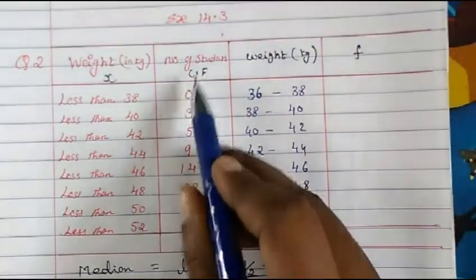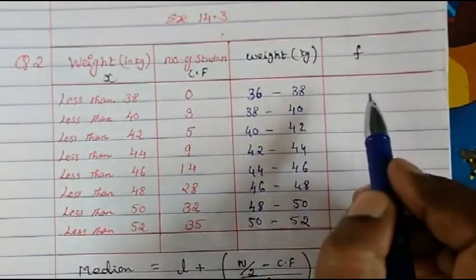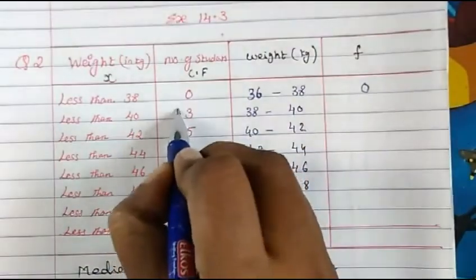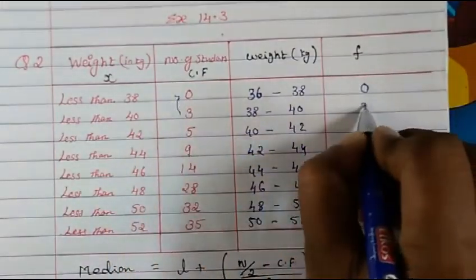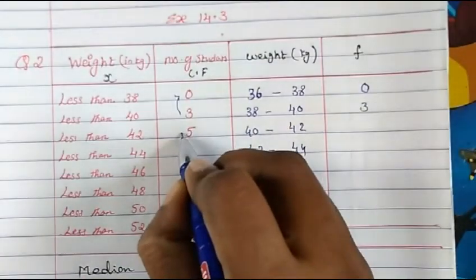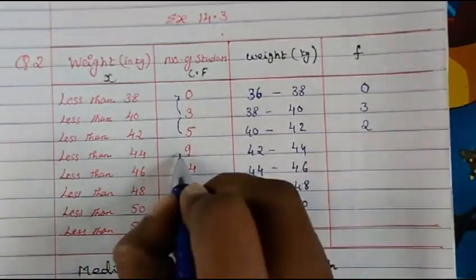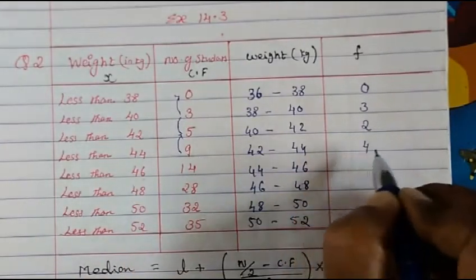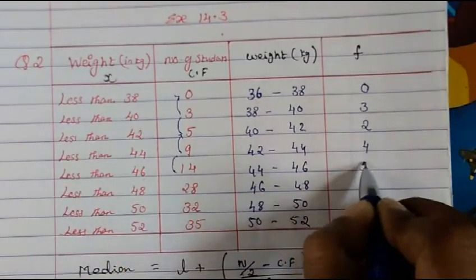For frequency, we just have to do the reverse order. Here we were adding, here you have to subtract. So first you write the same value, then from 3 you subtract 0, you get 3. Then from 5 you subtract 3, you get 2. Then from 9 you subtract 5, you get 4. From 14 you subtract 9, you get 5.